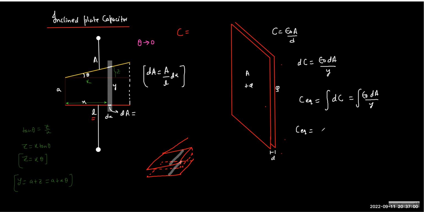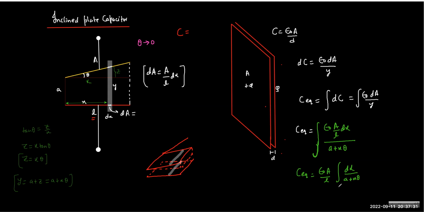Is this clear? Yes. So we can write dA as a by L into dx, and y is how much? A plus x theta. So now you can clearly see that epsilon naught a upon L we can take out, and what we are left with is a plus x theta, and the x will vary from where to where?